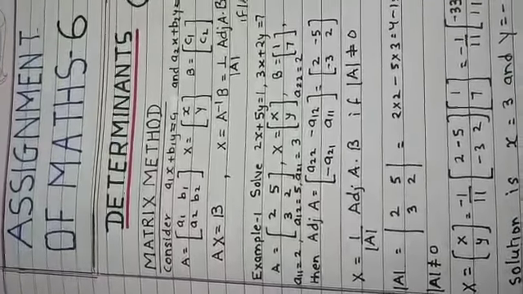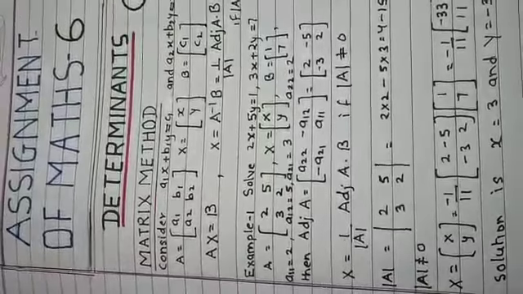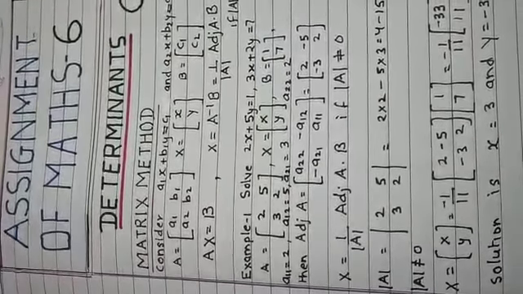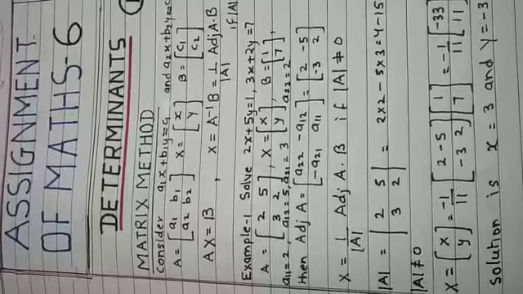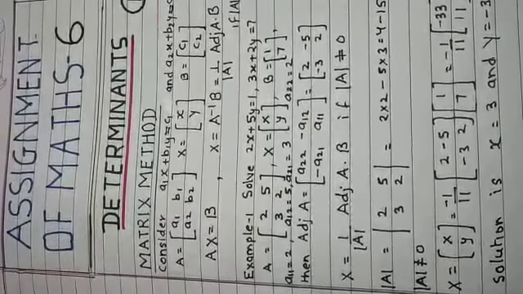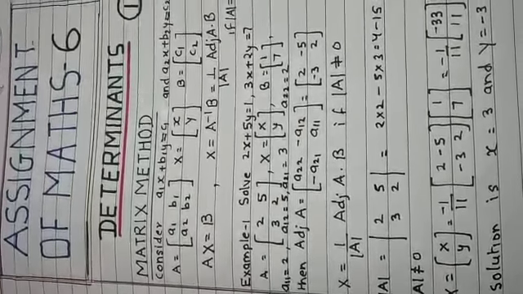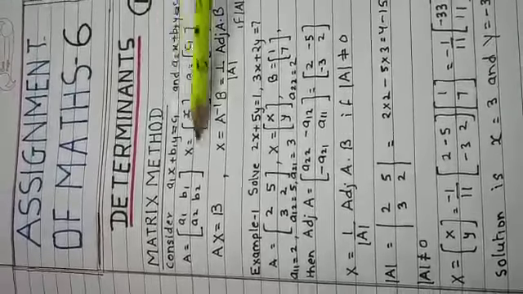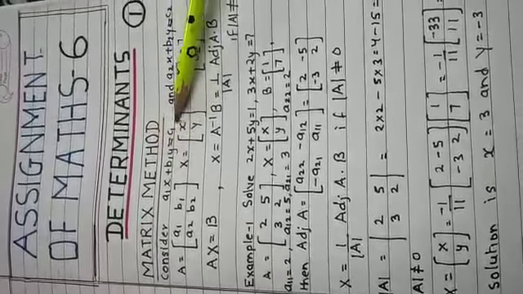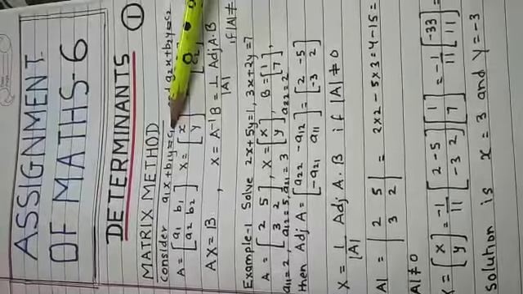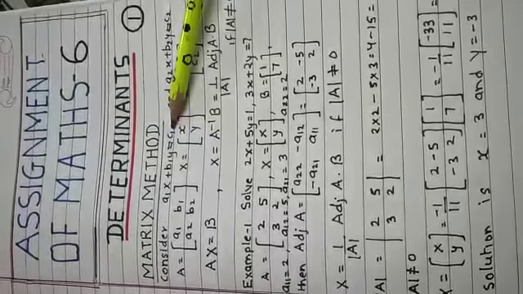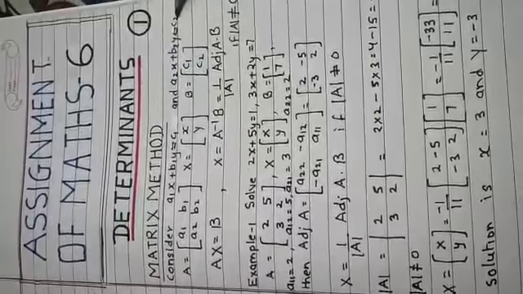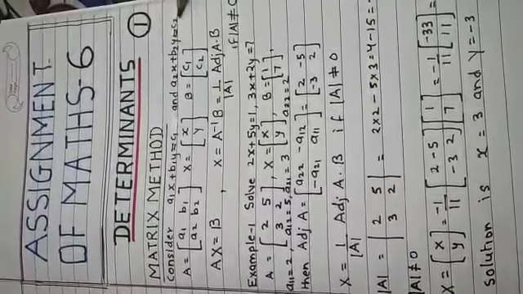Good morning, students. In this assignment number 6, we are discussing the matrix method under the topic of determinants. What is the matrix method? We have two equations, a1x plus b1y equals c1, and a2x plus b2y equals c2.